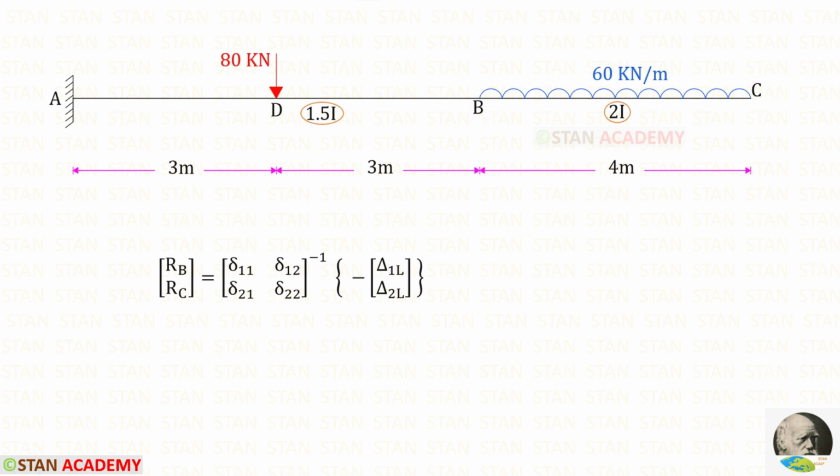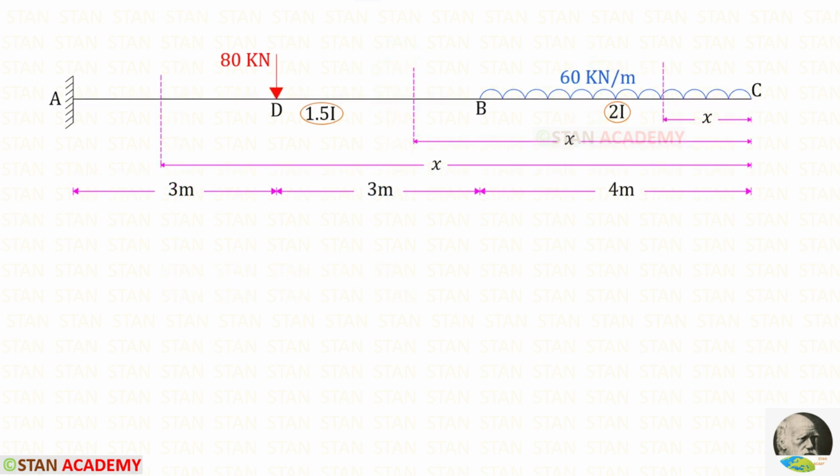In the unit load method, we have to make sections. In this beam, there are three different parts, AD, DB and BC. So we have to make three sections, one in AD, one in DB and one in BC. Here you can see that I have made three sections, one in BC, one in DB and one in AD. I have made all of the sections at a distance of x from C.